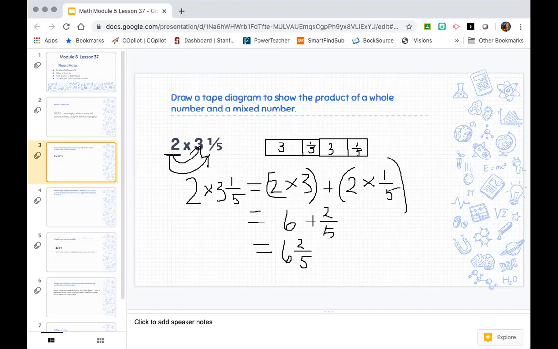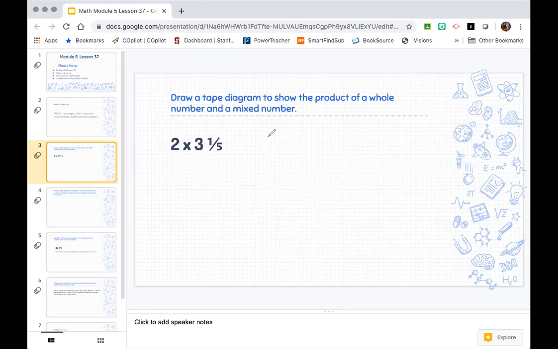Does anyone need more time to write this down? No? Okay. Moving on to the next problem.